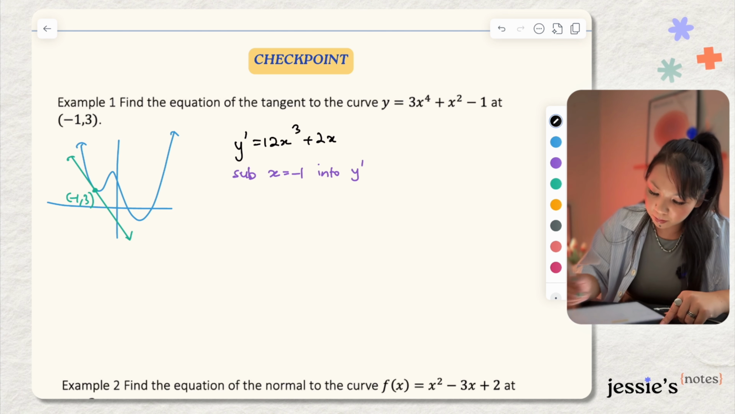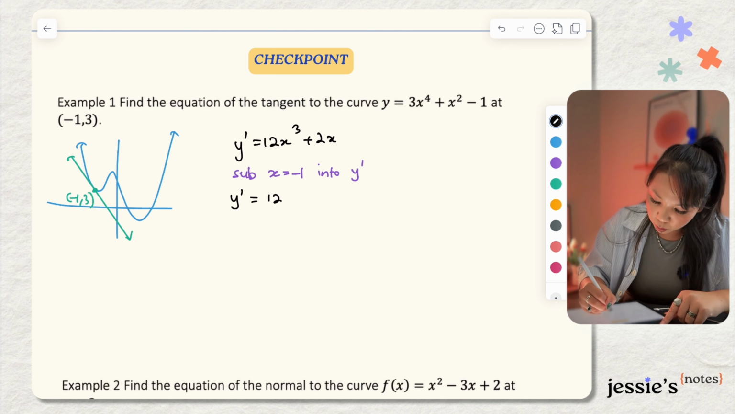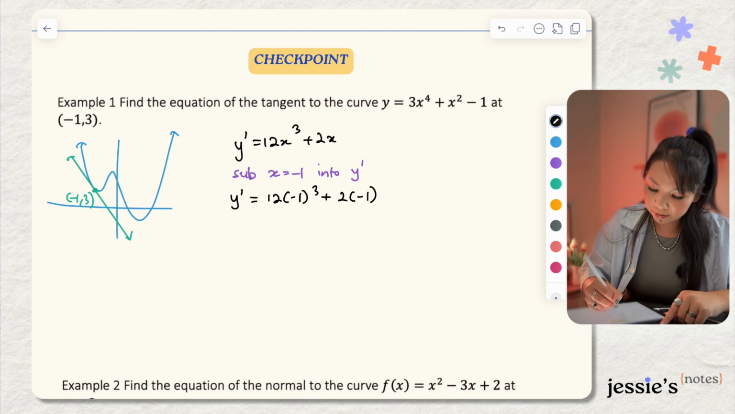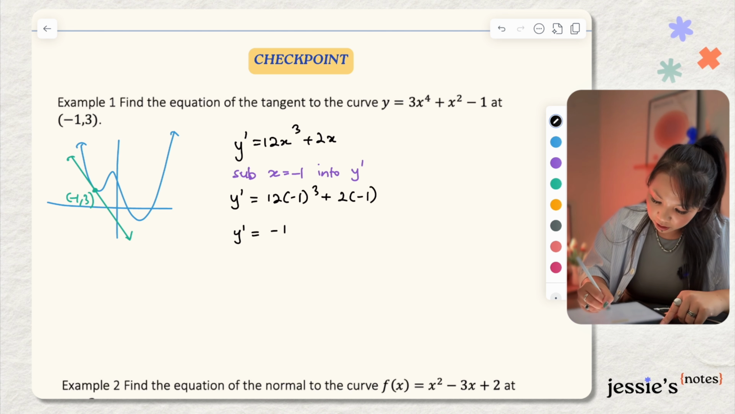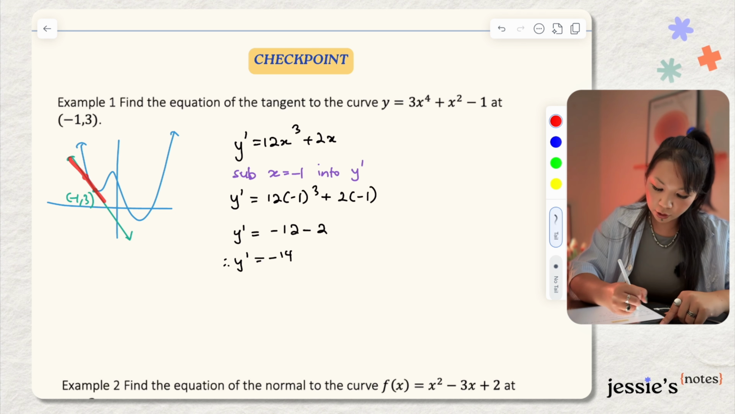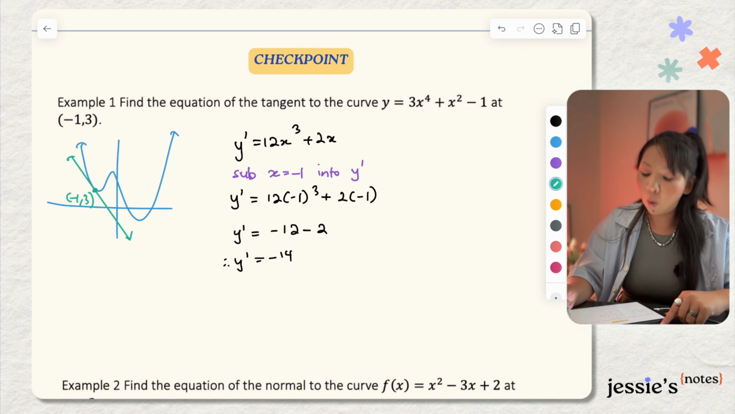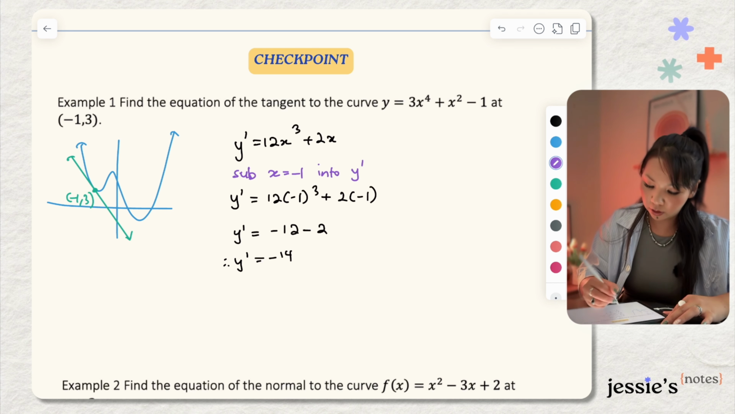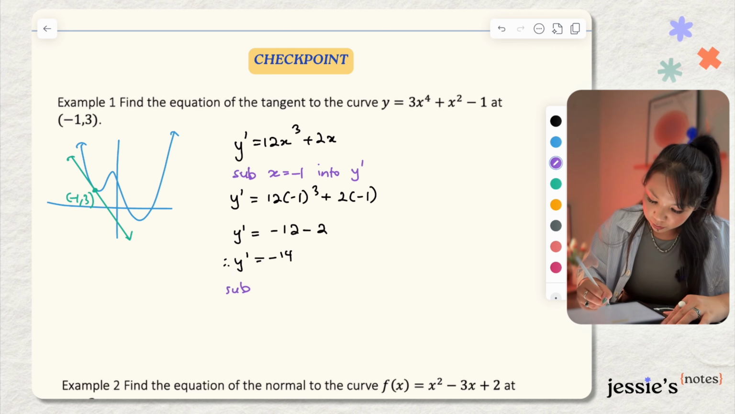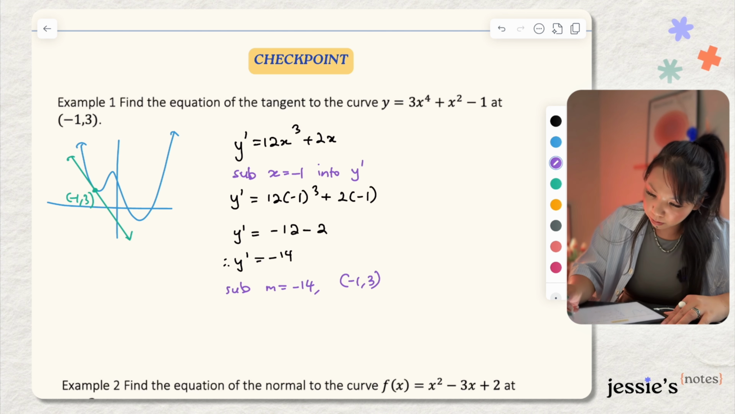into the gradient function. So we get y dash equals 12 times negative 1 cubed plus 2 times negative 1. That's going to give you negative 12 minus 2, or y dash equals negative 14. Okay, lovely. So now that I know that gradient is going to be negative 14, I have my point. All I need to do then is just sub it into that point gradient formula. So the gradient is negative 14, and (-1, 3) is my point.